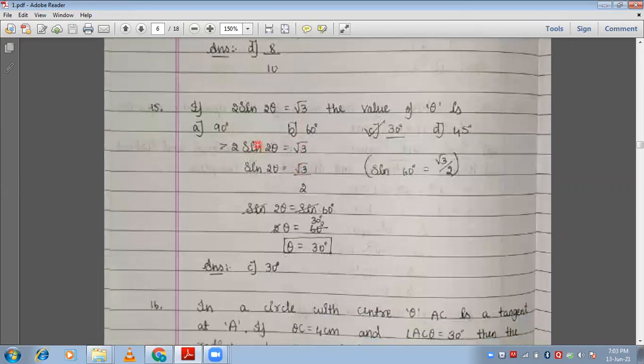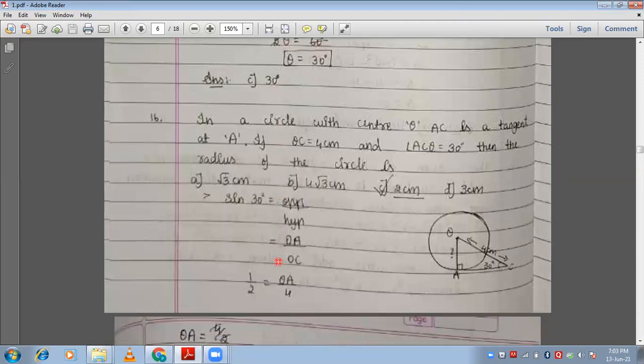Next sum. If 2 sine 2 theta is equal to root 3, the value of theta is dash. So 2 sine 2 theta is equal to root 3. Sine 2 theta is equal to root 3 by 2. So what is the value of root 3 by 2? Sine 60 degrees. Is it right? So 2 theta is equal to 60. Then theta is equal to how much? 30 degrees. So the value of theta is 30 degrees. So which option is right? Option C is correct.